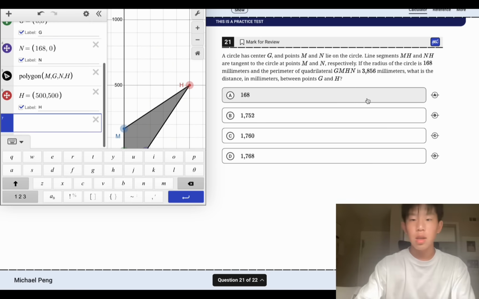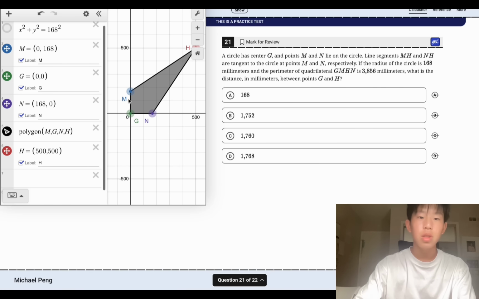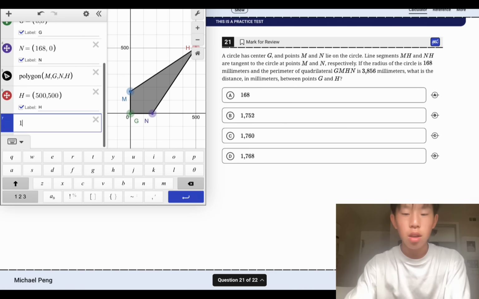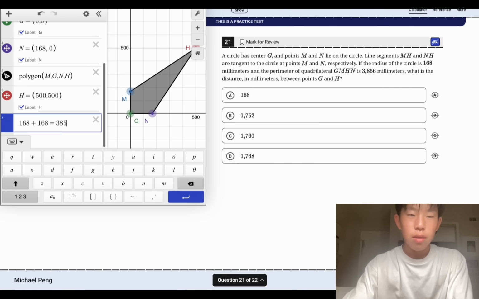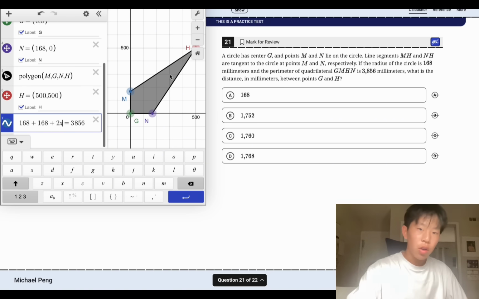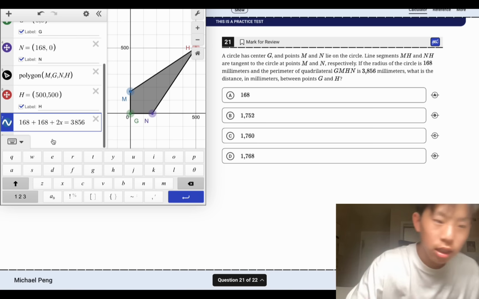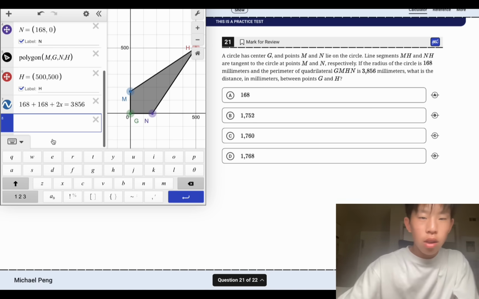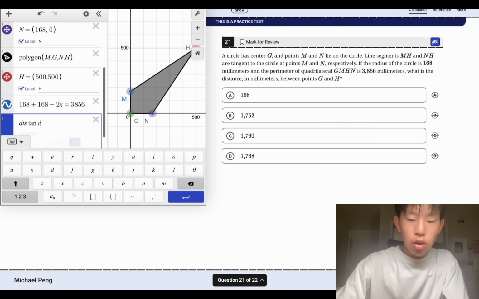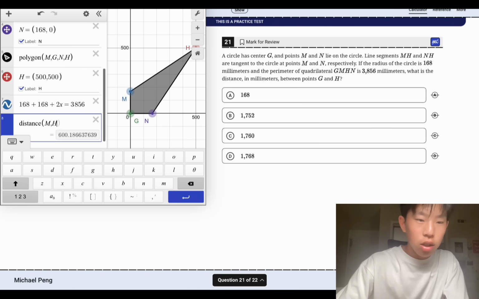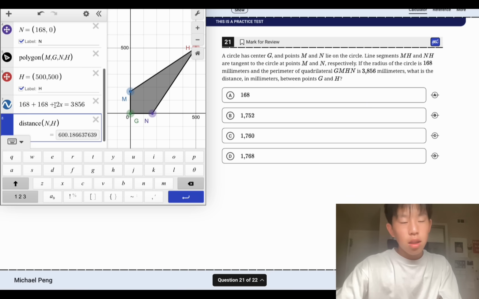So what's the perimeter? The perimeter is 168 plus 168 plus x plus another number is 3,856. So what are these two values, and are they the same number? Is what you should be asking yourself. Well, let's see. Let's calculate. We're going to do distance M to H. So that's 600. And then we're also going to do the distance from N to H, which is also 600. So now you know that these two values are the same.